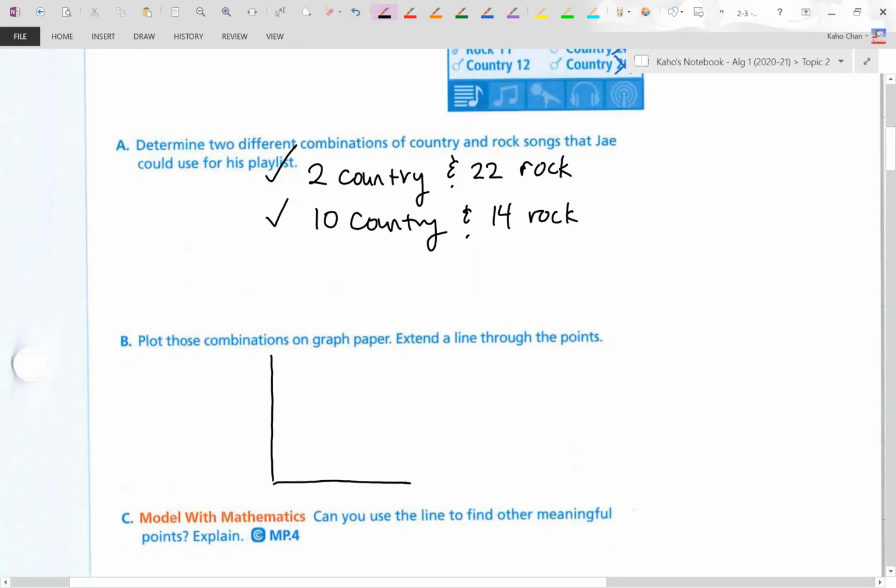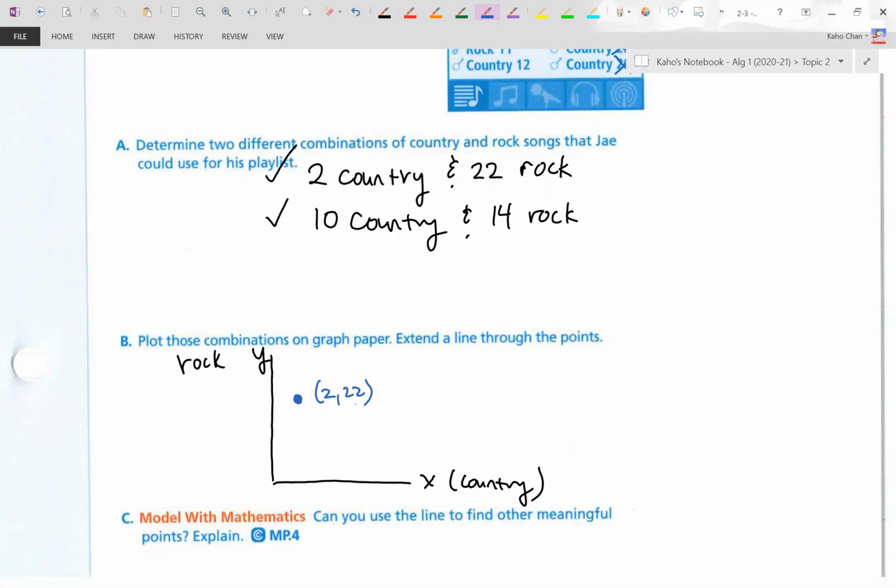We do have 2 axes here. One is for, let's just call it the horizontal axis X, country songs, and the vertical axis we'll call the Y-axis will be the rock songs. We've already got 2 coordinate points already, (2, 22). Kind of eyeball it, doesn't have to be perfect. 2, of course, is referring to the X value, the number of country songs, and 22 is referring to the number of rock songs. The other possible pair was 10 country and 14 rock. Let's plot that.